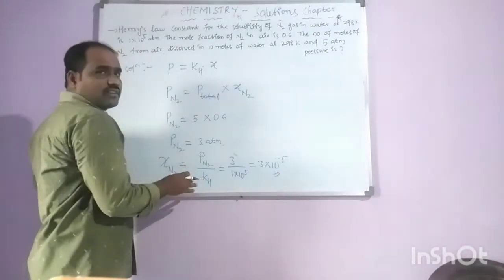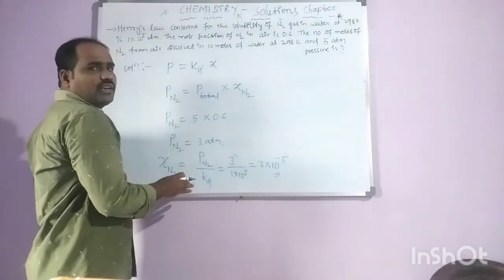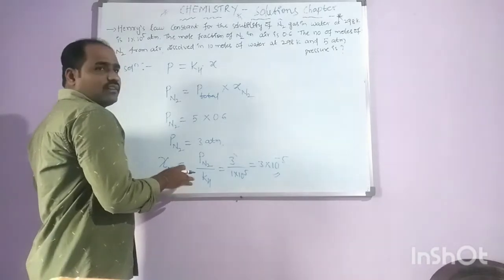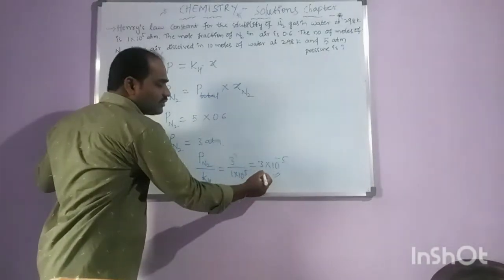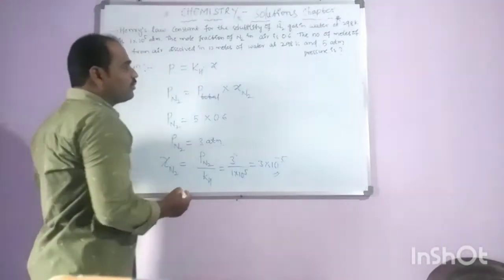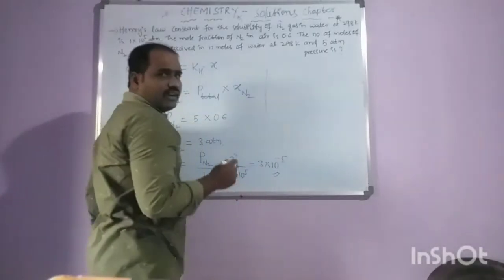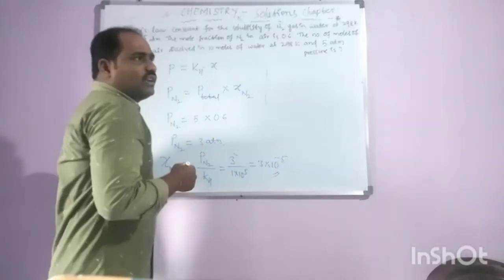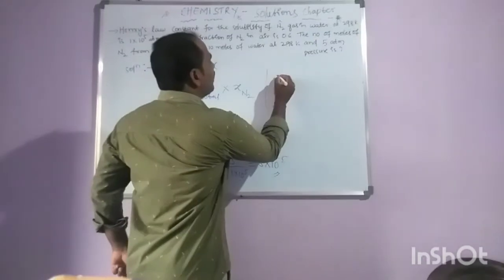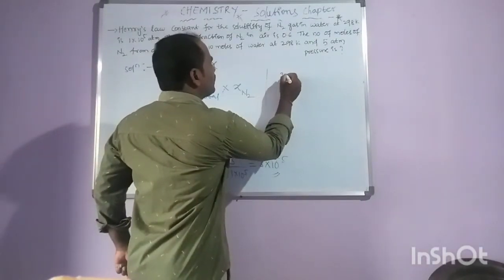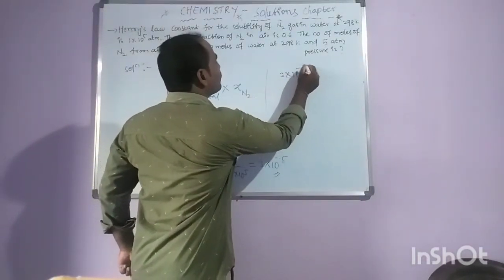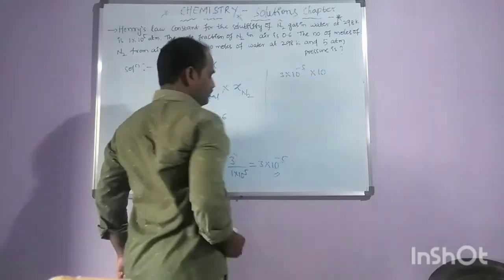It means that in 1 mole of water, the number of moles of N2 dissolved is 3 into 10 to the power of minus 5. Then in 10 moles of water, the number of moles of N2 dissolved is equal to 3 into 10 to the power of minus 5 into 10.